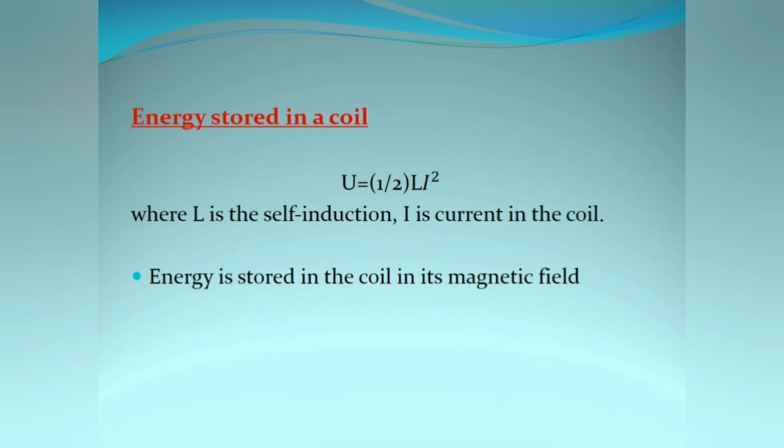Energy stored in a coil is given by the equation U equal to half L I square, where L is inductance and I is the current. The equation is U equal to 1 by 2 L I square. This is the energy stored in a coil, and the energy is stored in the coil in its magnetic field.